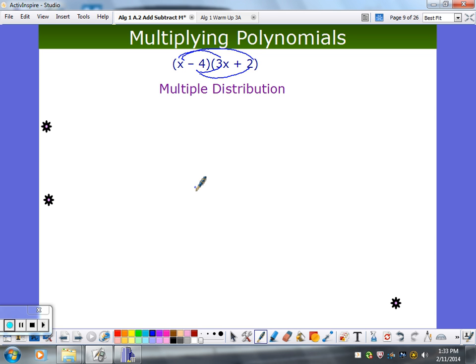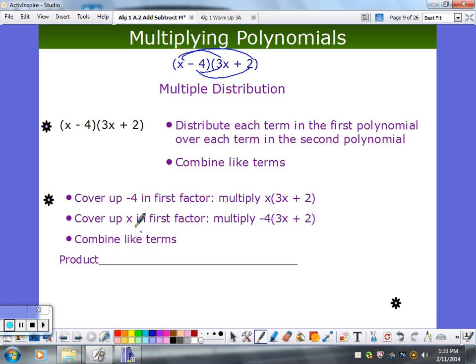So I've got some words here to that effect. So let me just distribute and combine like terms. So you cover up the -4. So what's left? X times 3x plus 2. So let's do that one. Here we go. X times 3x. No, we're not adding. We're multiplying. 3x squared. Multiplying. Because you have x times x. Yeah? Alright. X times 2. Thank you.